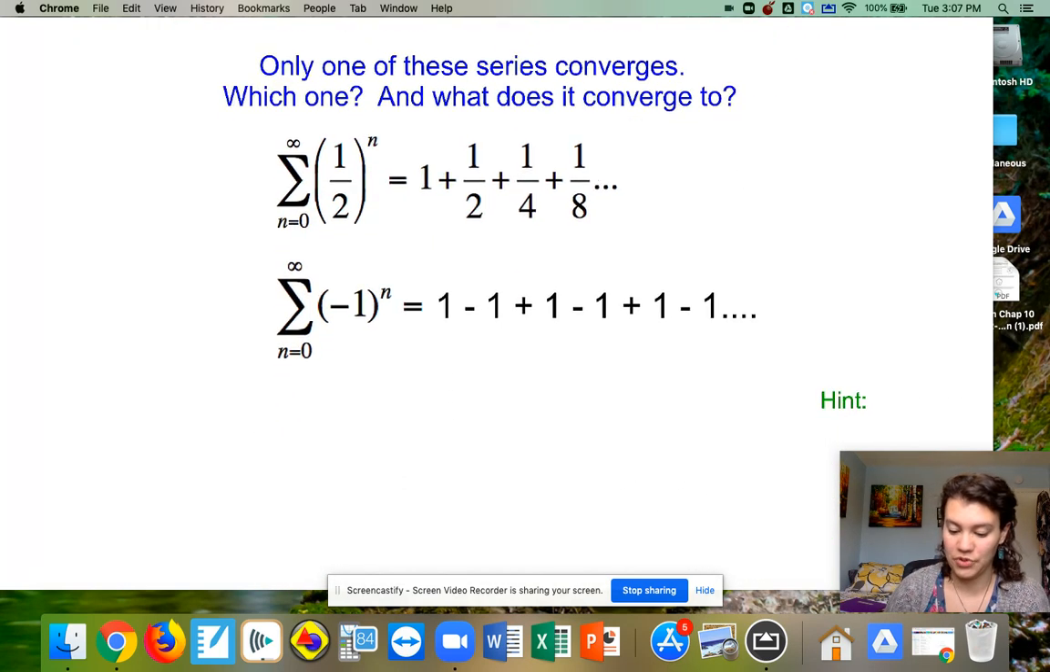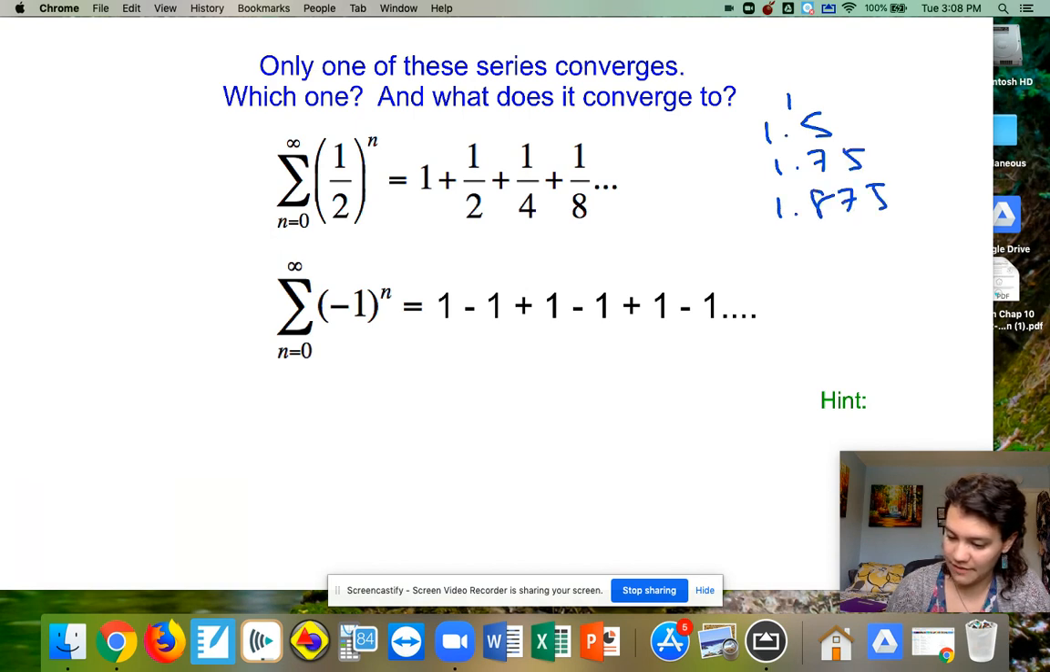Okay, so looking at this, one of these converges and one of these doesn't. So what do you think? This first one, if we do 1, is your first partial sum, and then 1.5 is the next partial sum, 1.75, we keep adding them on, 1.875, and you're going to end up getting close to 2.